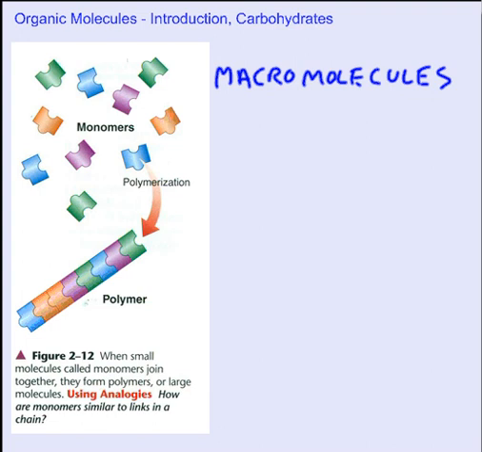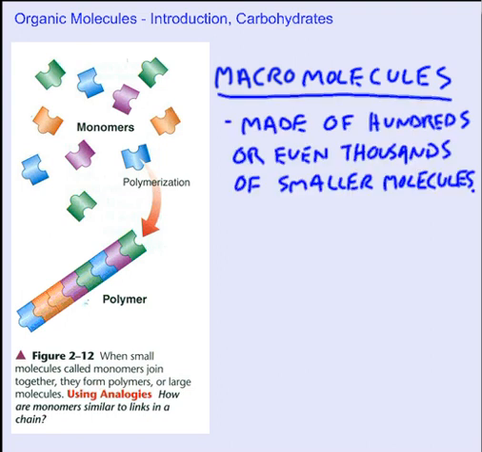Many organic molecules are what we would call macromolecules. They're giant molecules made of hundreds or even thousands of smaller molecules, and this diagram represents that. The smaller molecules would be the monomers that we see here. The monomers are then linked together by a process called polymerization, one after another, forming the much larger macromolecule, which we would call a polymer.